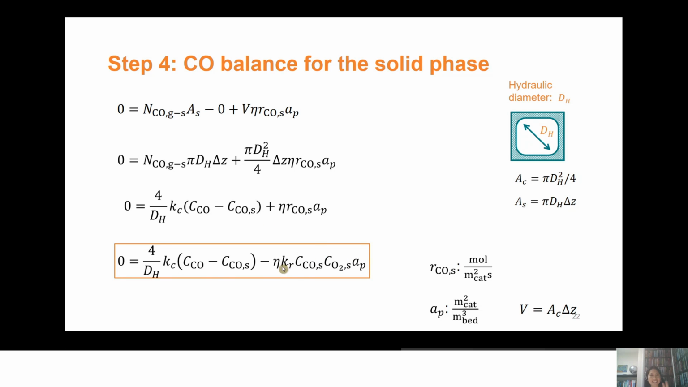Okay, so we have now our second differential equation. So this is the differential equation for the CO in the solid phase, yeah, in the solid phase.